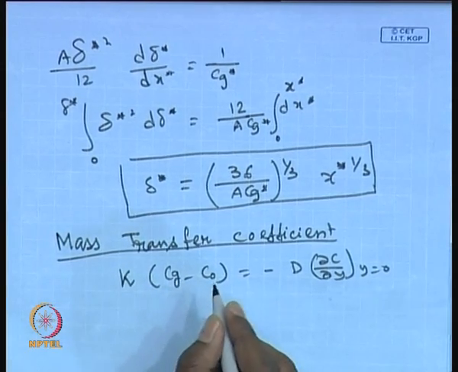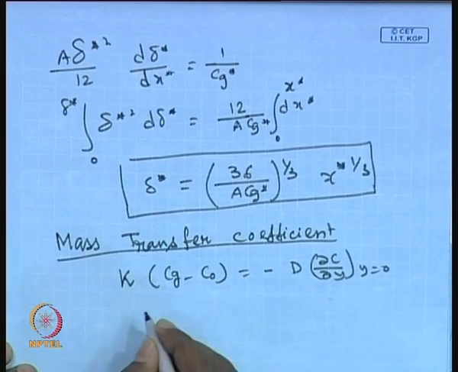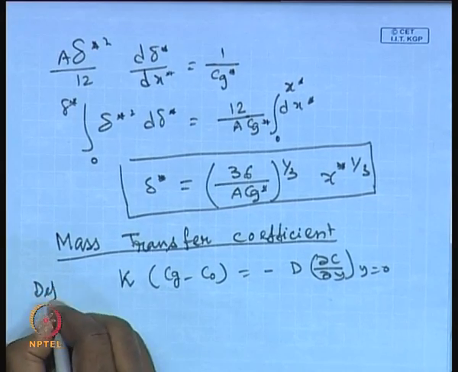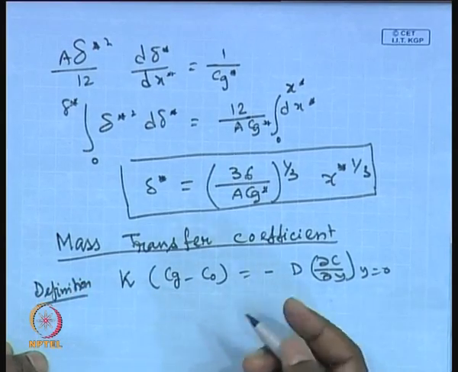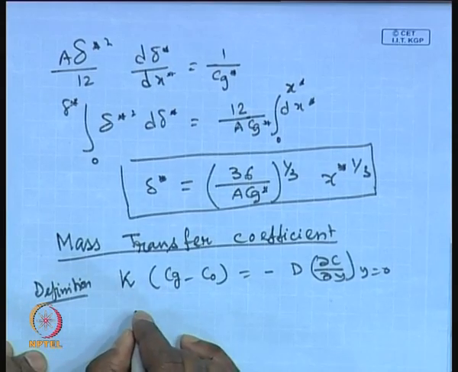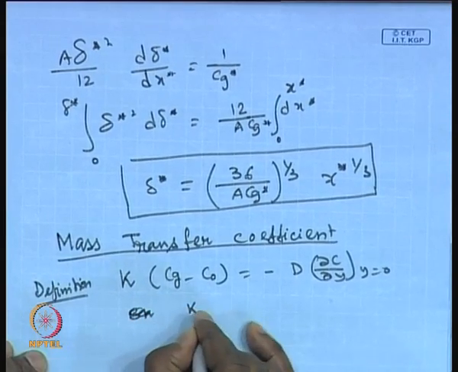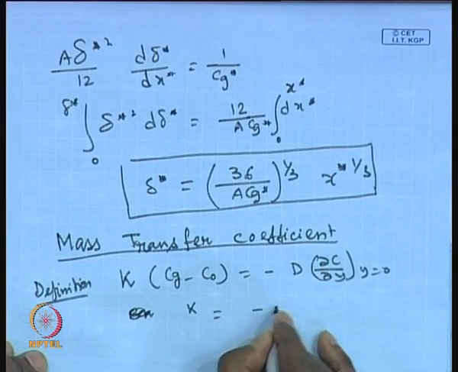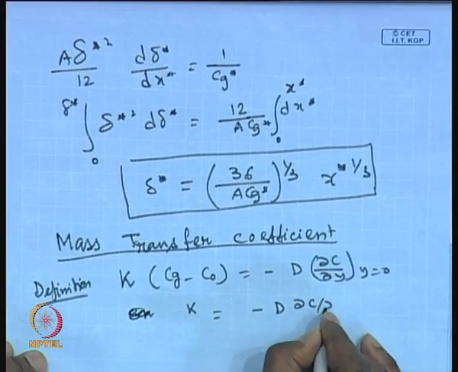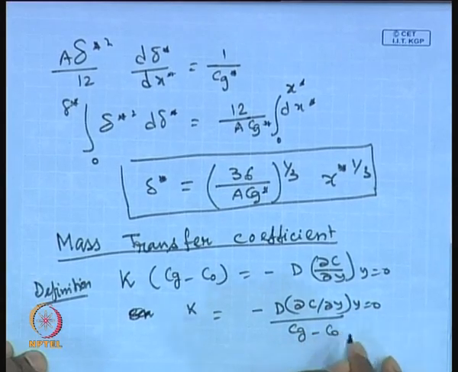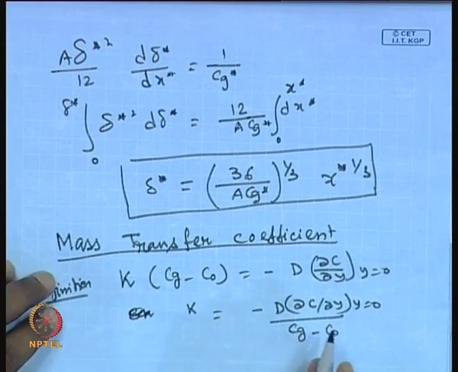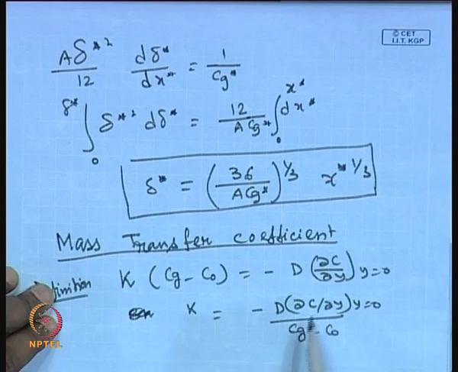C_g is the concentration at the lower surface, minus C_0 is the bulk concentration. So, that is by definition. Now, make it non-dimensional. So, you can define the Sherwood number. Okay, you can get k as minus D del C del y at y equal to 0 divided by C_g minus C_0. Okay. Make it non-dimensional, that means C star is C by C_0, and y star is y by r, and things like that.